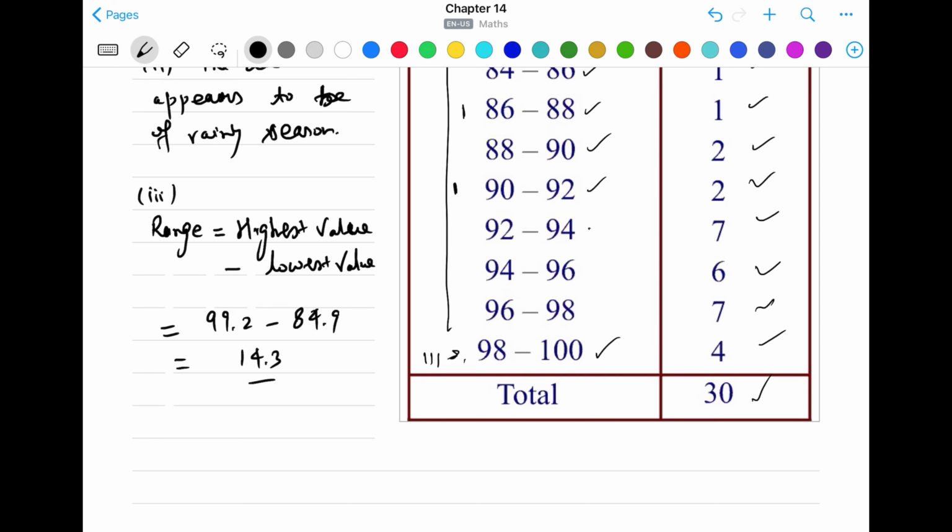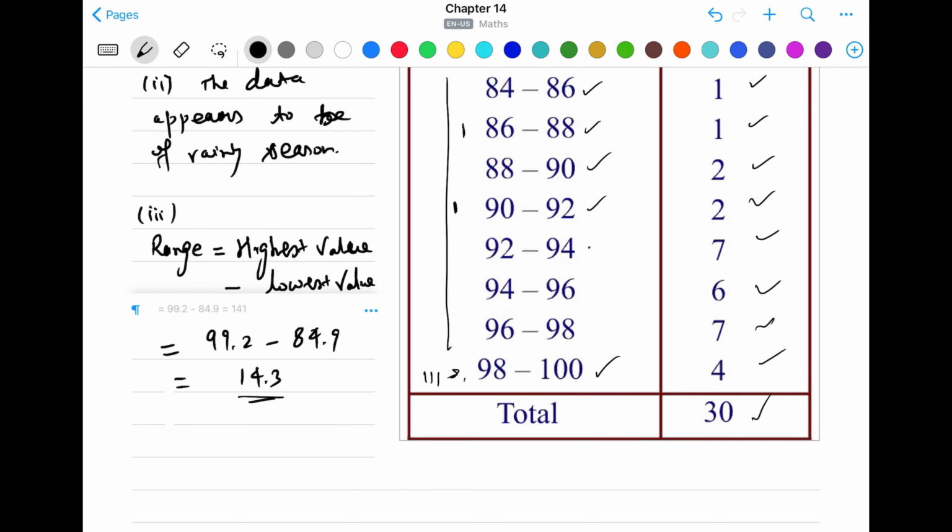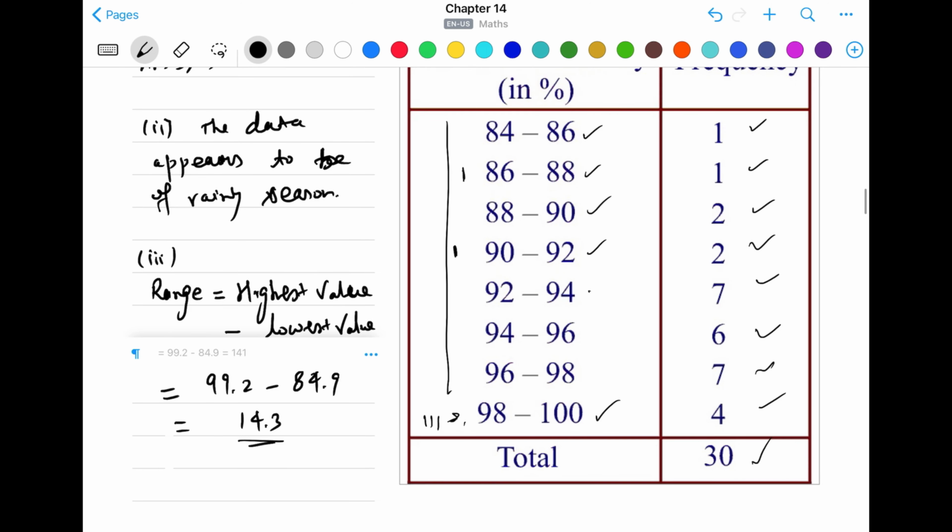That means this data is spread within this range. The difference between the highest and the lowest value is 14.3, and that is called the range of this given data.